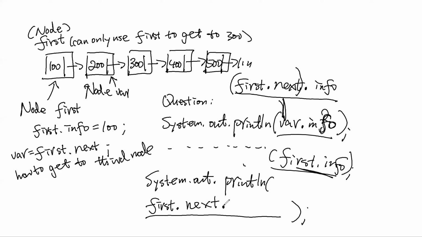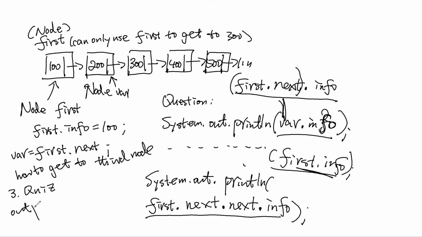Yeah, very good. So this is dot next, this is another dot next, and then dot info, right? Yeah, I can do this. Okay, then how about 400? This is our third quiz question. You write System.out.println. I want you to output 400. That's going to be your job. How do I output 400?